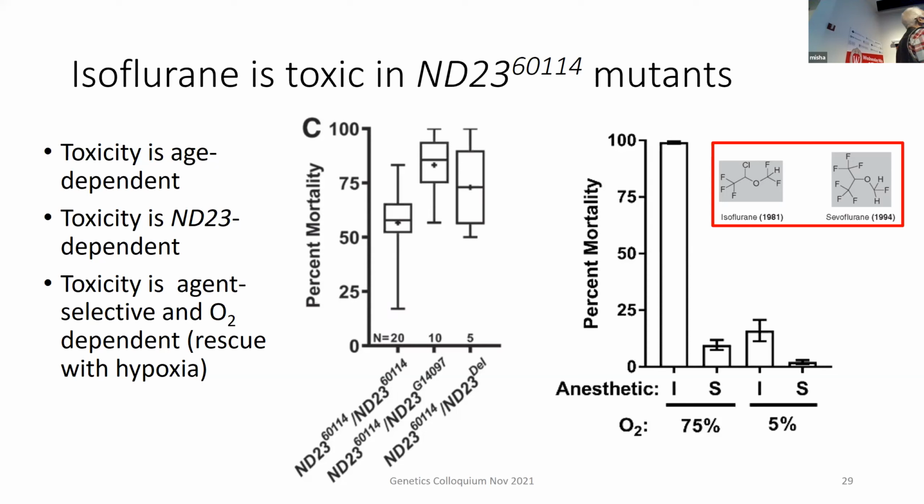any, with sevoflurane. However, if you go down to 5% oxygen, hypoxia, you have a dramatic rescue effect. The mortality from isoflurane drops into the order of 10%. So that's a dramatic rescue effect. And this is also something that has been observed with chronic hypoxia and hyperoxia exposures in mouse models. But here, this is a 2-hour exposure, which results in a very strong phenotype.